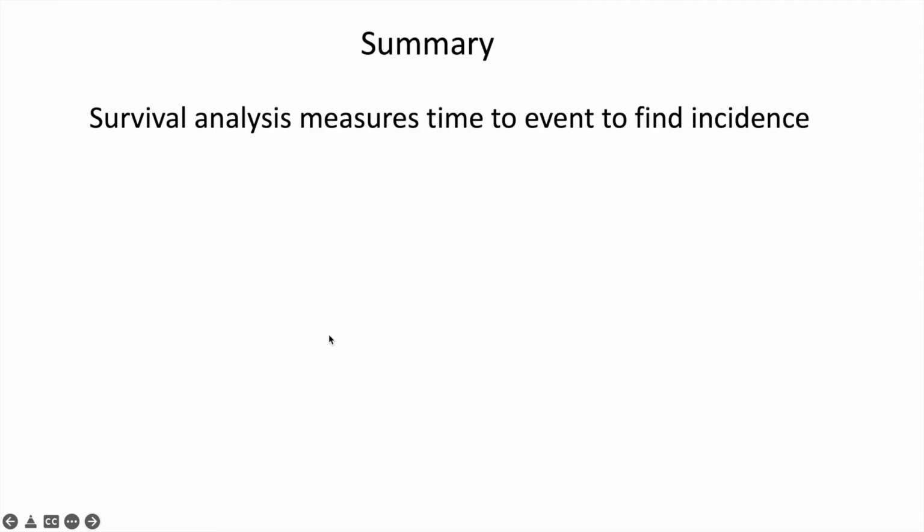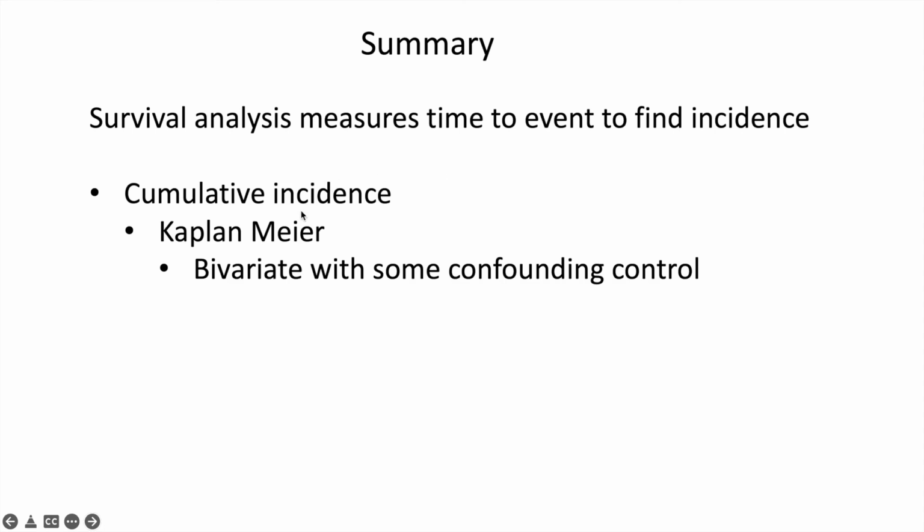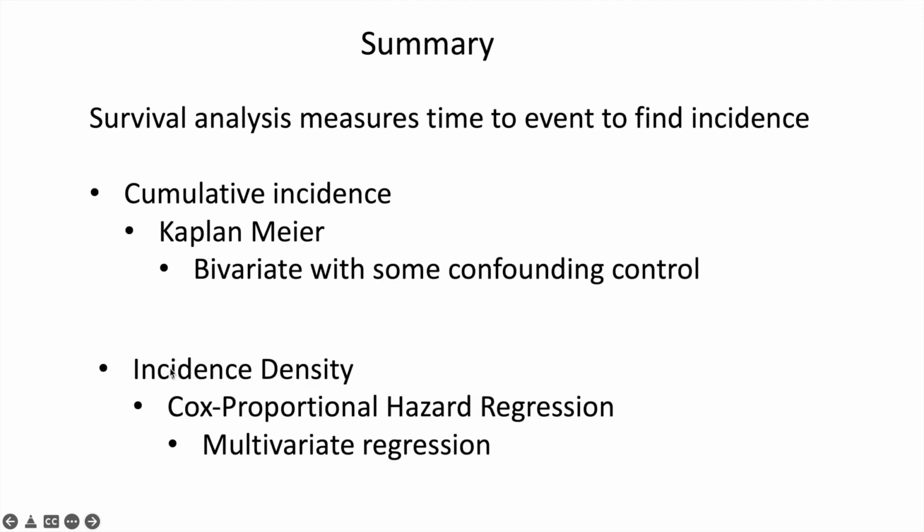So in summary, survival analysis measures time to an event, and it lets us use incidence as a measure of frequency. Cumulative incidence, its major player here is Kaplan-Meier, and it's like a bivariate analysis that allows controlling of one confounder at a time. The more complex measure of incidence is incidence density. Its major player is Cox proportional hazard regression, and this is a multivariate regression like logistic regression or Poisson regression that lets you handle multiple confounders at once.